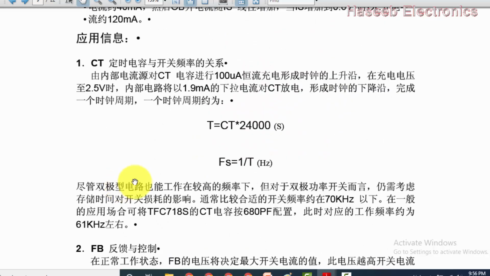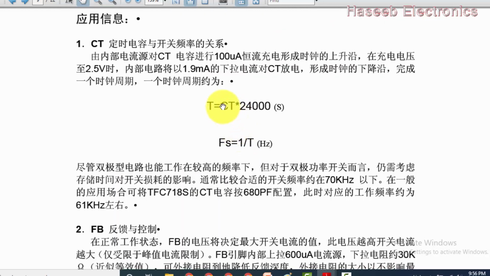So we have concern with this timing frequency, timing signal. To calculate the time, we can put the value of CT, the capacitor connected at pin number 4, and multiply it with 24,000. It is constant for this IC. We will determine the time. Then what is the answer? Divided by 1, because F is equal to 1 over T. So we will determine the hertz. Let's calculate.